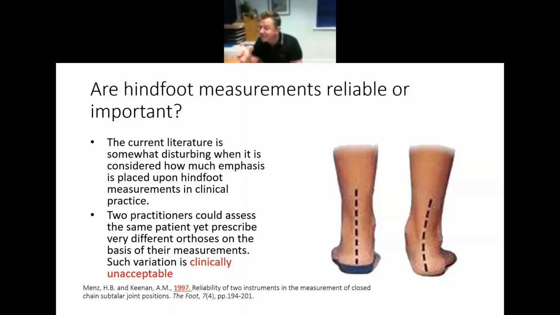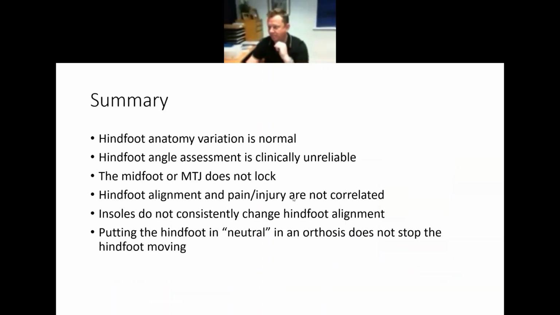They don't. They might make them straighter, but the degree of correction in position is not correlated with a change in pain. We're trying to change the speed at which they move. So the result of taking these measurements is that if two people take different measurements on the same person and they're using those measurements to prescribe any orthosis, their orthoses will be different. And Hilton Menz states that those differences in prescriptions, and he was talking about foot orthoses, that variation is clinically unacceptable. And I totally and utterly agree with him.